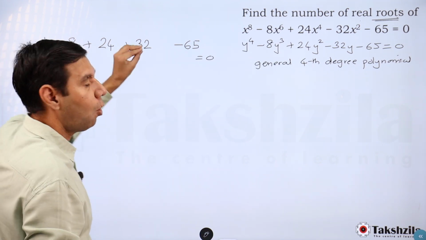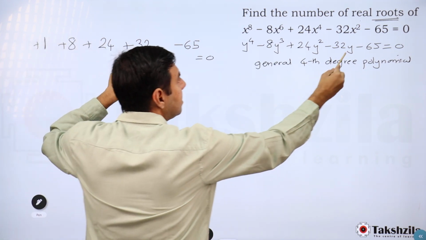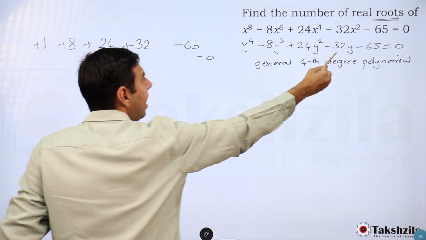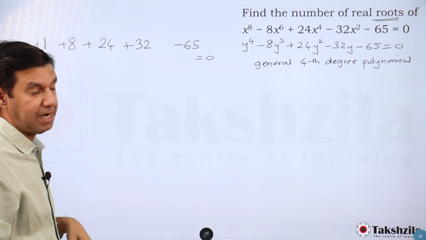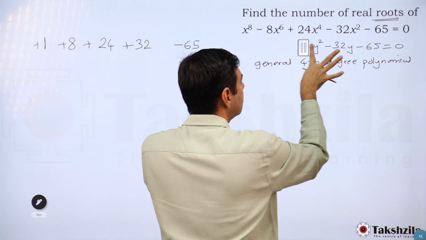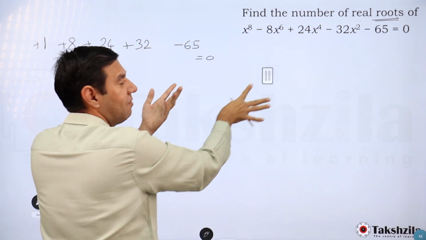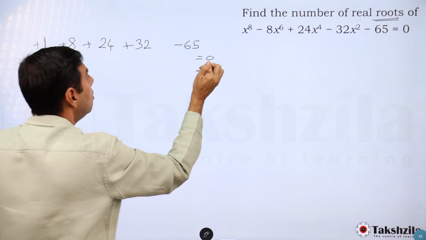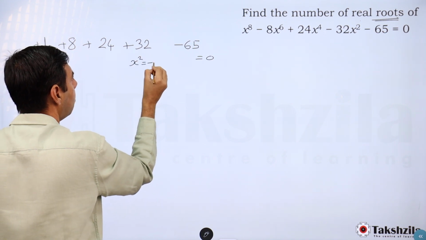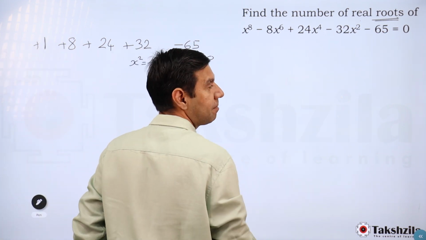Now how do I make all of these plus? This minus 32 should become a plus 32. So y is nothing but a minus 1. Now what I also want to do is don't use this cosmetic effect. Work in the original one. Just think of x square. So if I put x square to be minus 1, this will become a plus 32.